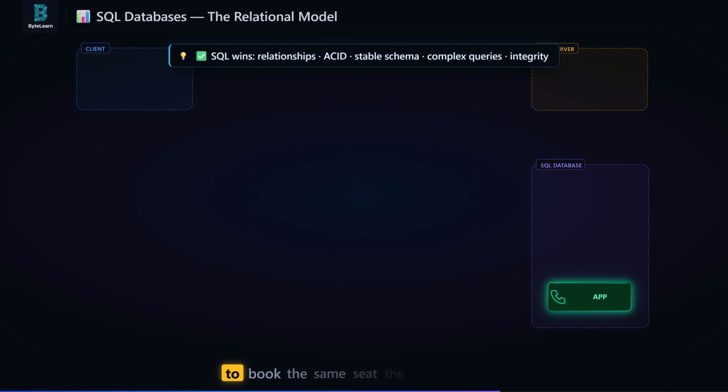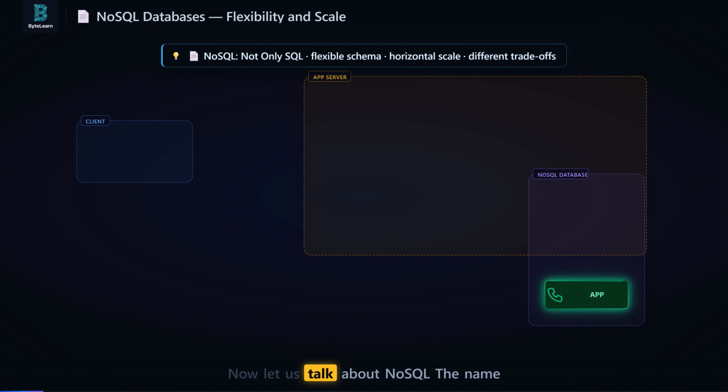IRCTC uses SQL because if two people try to book the same seat, the database must catch it and reject one. That is a SQL level constraint, not something you want to handle in application code. Now let us talk about NoSQL.